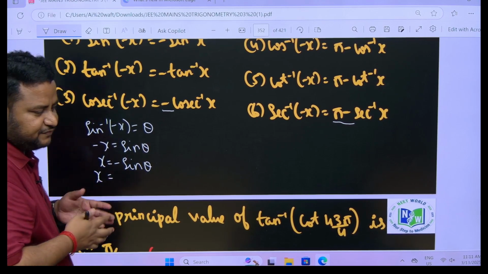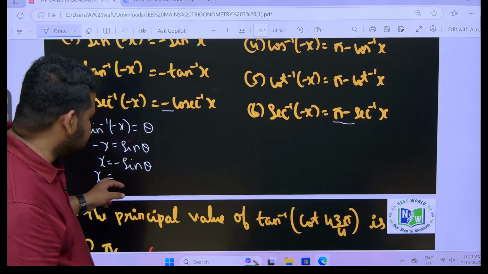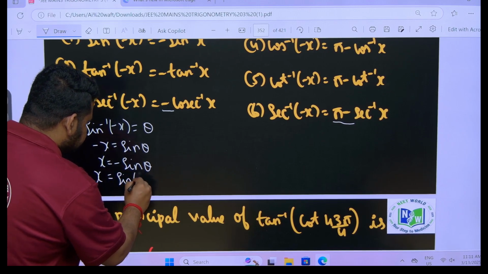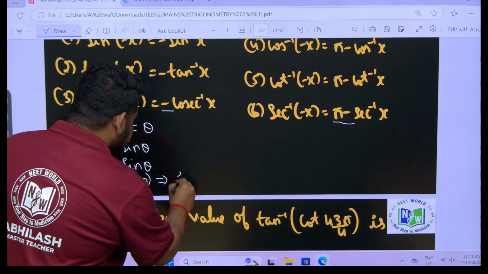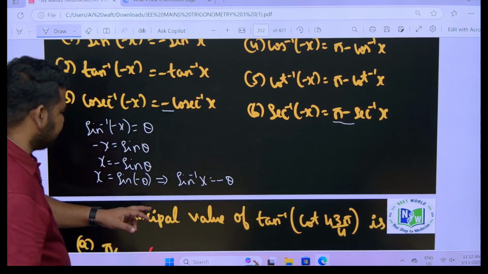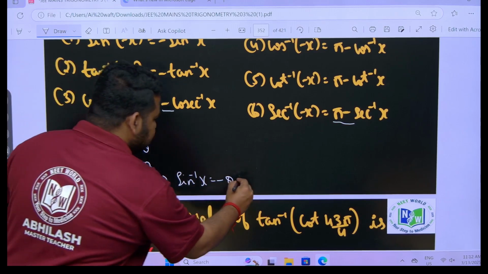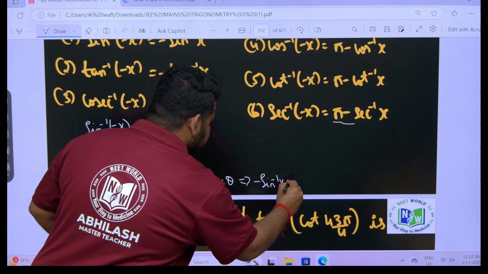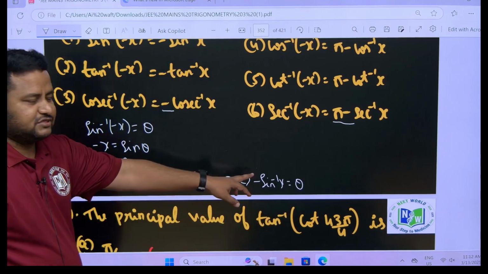We know the properties of trigonometry. Sin of minus theta is minus sin theta. So similarly, this minus I can send inside, so this will become sin of minus theta. This implies sin inverse of x is equal to minus theta. So this minus I can send to this side, and this will become minus sin inverse of x is equal to theta.